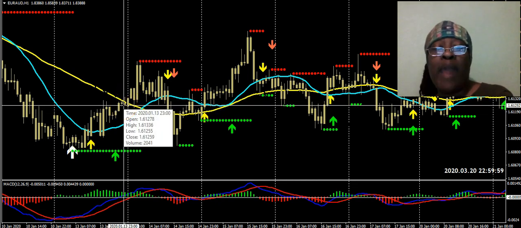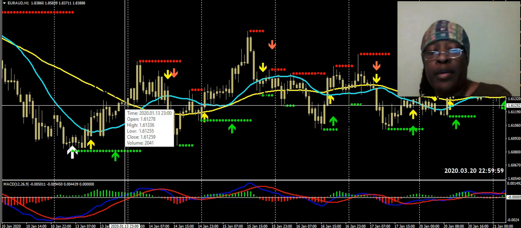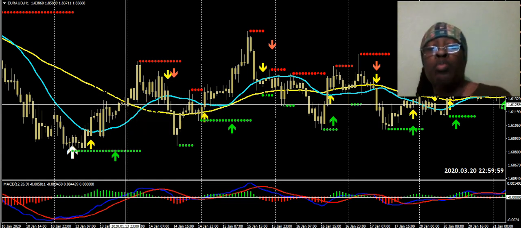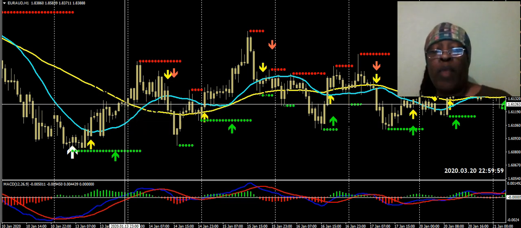You have to be okay with missing out on some pips because, again, I'm a conservative trader. I'd rather wait to get my pips than to take chances on drawdown and all of those things, right? And when you increase your skill set, you'll be able to do a little more, okay? But I'm not teaching it that way.